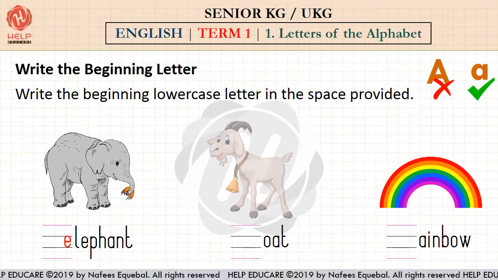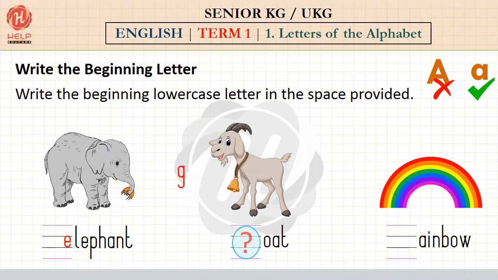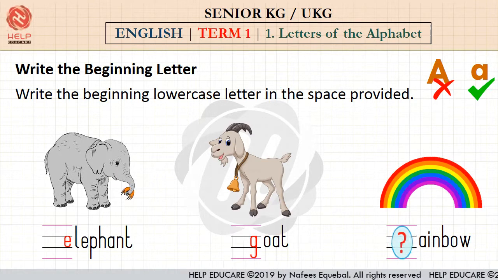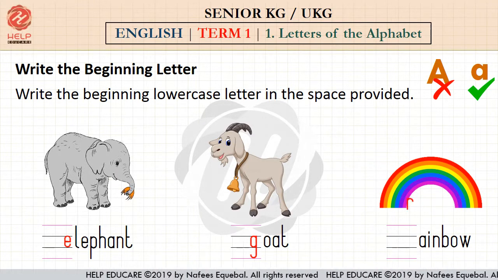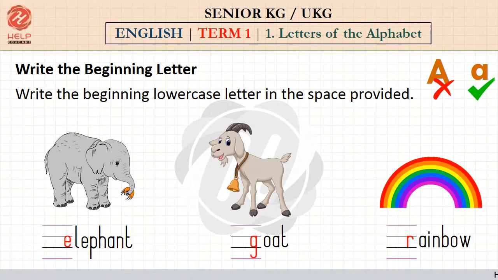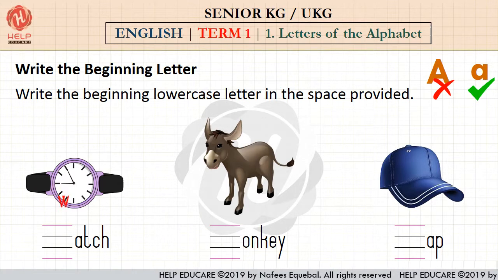It is a pet animal. Goat. The beginning letter of goat is G. So, we write G as the beginning letter. Students, are you seeing the picture of a colorful rainbow? The beginning letter of rainbow is R. So, put the letter R as a beginning letter. Next picture is of a watch. Watch is used to know time. The beginning letter of watch is W. So, put the letter W at the beginning.